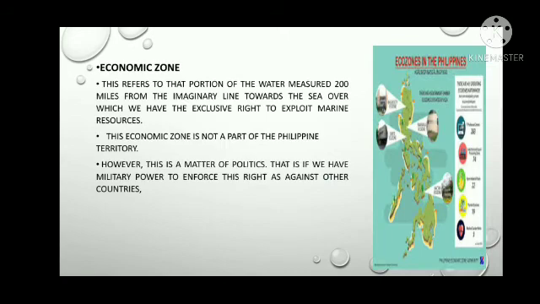Next, we have the economic zone. This refers to the portion of the water measured 200 miles from the imaginary line towards the sea, over which we have the exclusive right to exploit marine resources. This economic zone is not part of the Philippine territory. However, this is a matter of politics, that is, if we have military power to enforce this right as against other countries like Malaysia, China, and some neighboring countries.